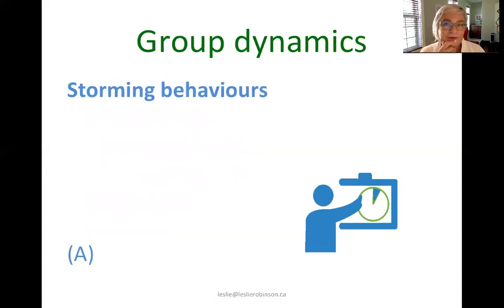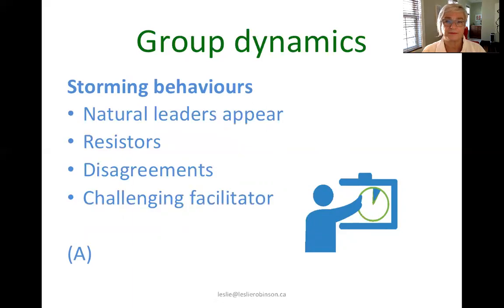The second group of behaviors is storming. This is when natural leaders appear, as do the resistors. People are polarizing a bit. They're kind of strutting their stuff a bit. This is maybe when there are disagreements. There could be challenges to the facilitator. I had a highly resistant class one time, and I literally felt pinned against the wall.